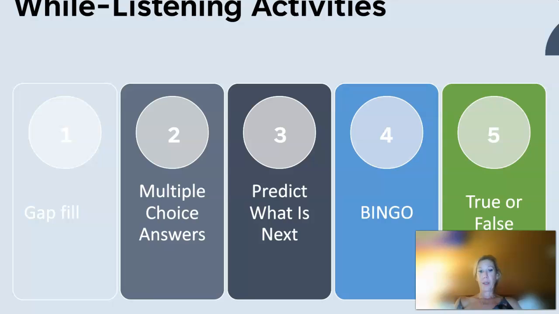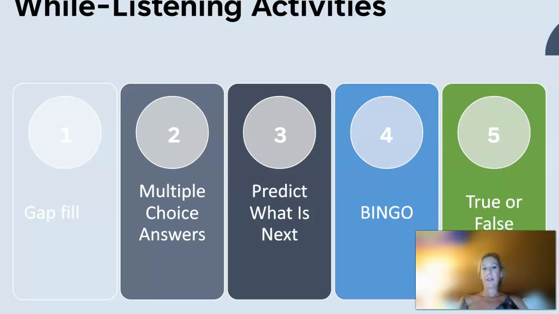Third, to predict what is next, you can use a worksheet where you maybe stop during mid-lecture or at intervals during the lecture and ask the students to predict what might happen next.